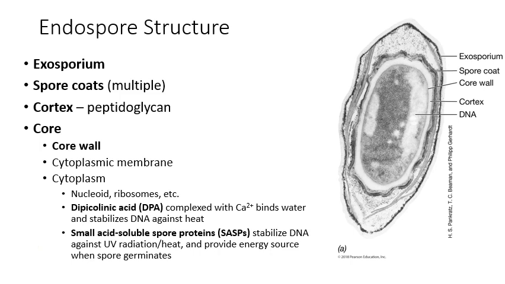The main stabilizing molecules that you have are the dipicolinic acid, or DPA, and SASPs, or small acid-soluble spore proteins. So the dipicolinic acid is basically stabilizing the DNA against heat. Normally, heat will denature DNA and destroy it. The DPA is protecting the DNA from that. And the way it does it is by complexing with water.